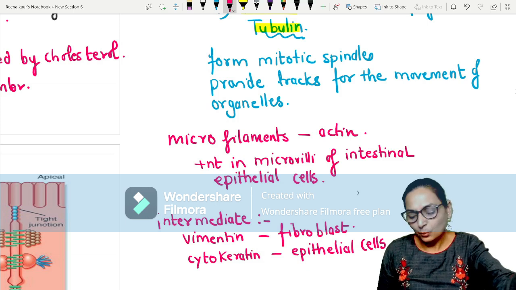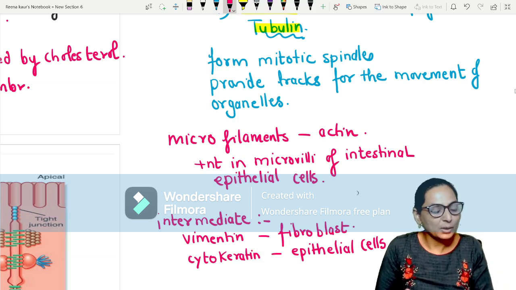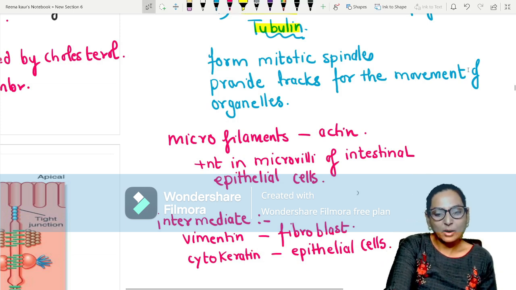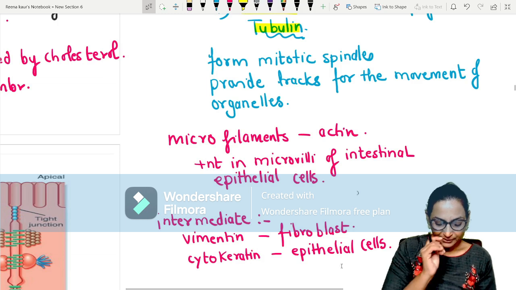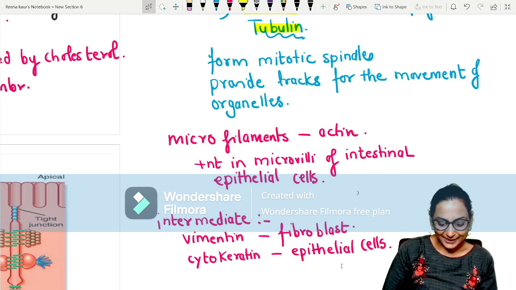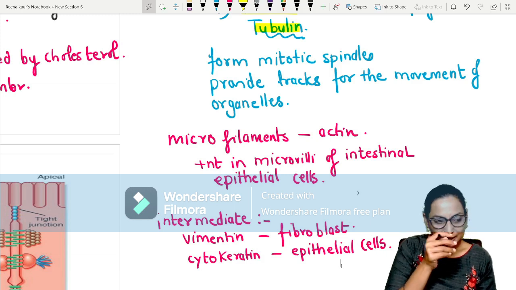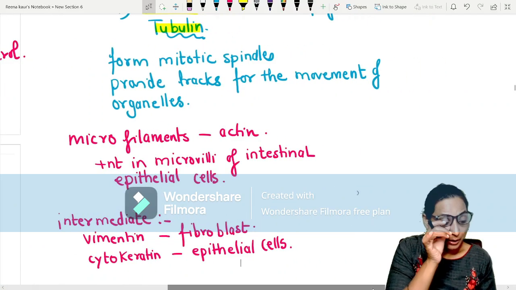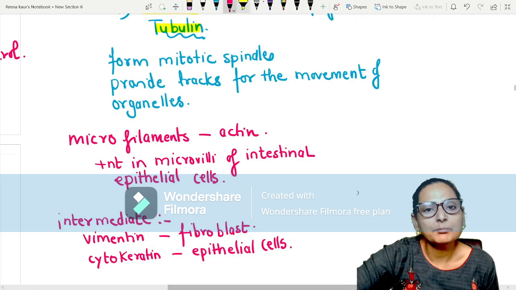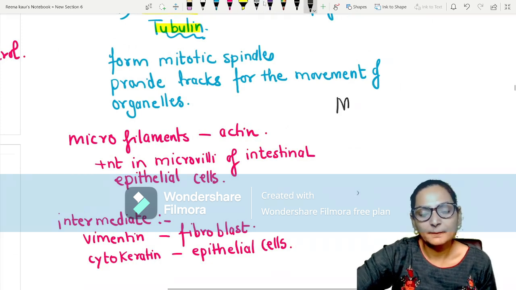Then you must know one thing that is called molecular motors. What are molecular motors? Yes, Akansha, correct. Desmin in the muscles, that is correct.